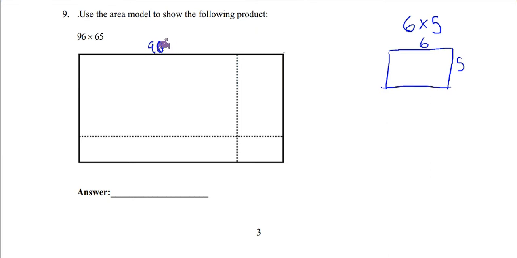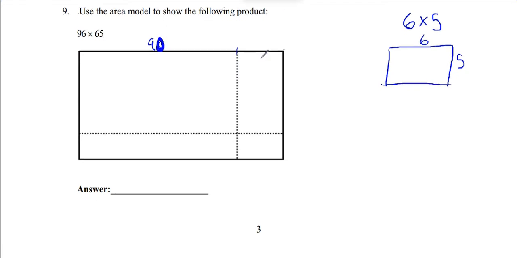90. Let's keep... Oh, this program's going to wig out on me. I think it might crash. That from there to there is 90. And from here to here, we'll call 6. Okay, we are back, I think.